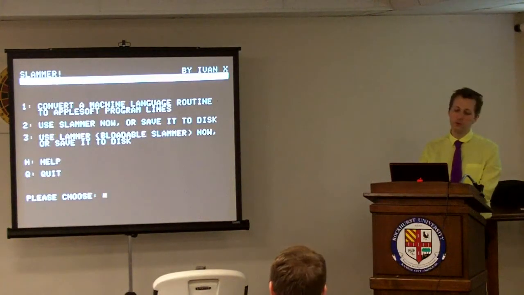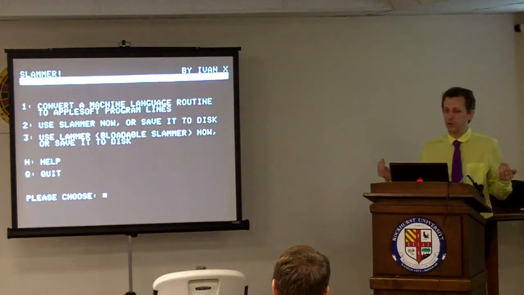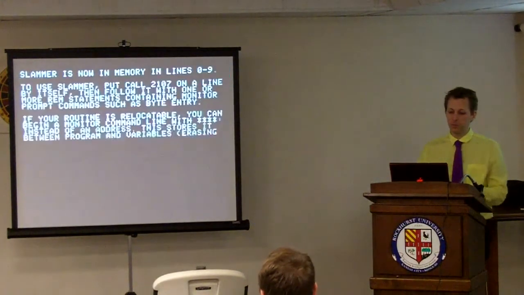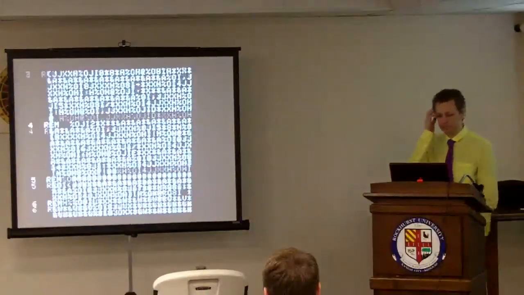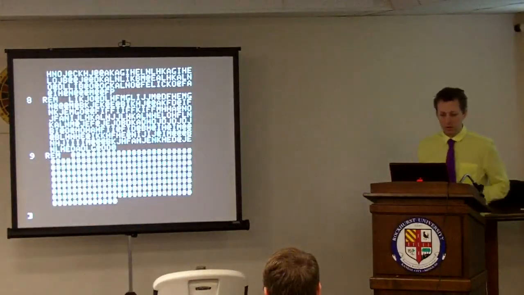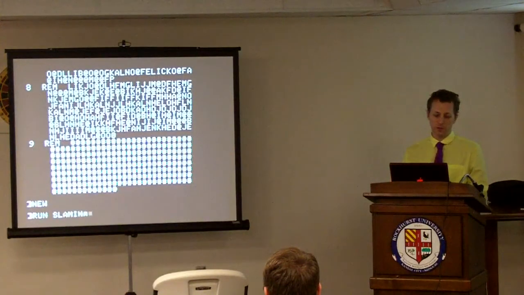You can also, two quickie commands in it, you can just start using Slammer by loading a program that consists of just lines 0 through 9, and then you get to work. You can also just choose from this menu, and you're dropped into an environment where lines 0 through 9 are there.